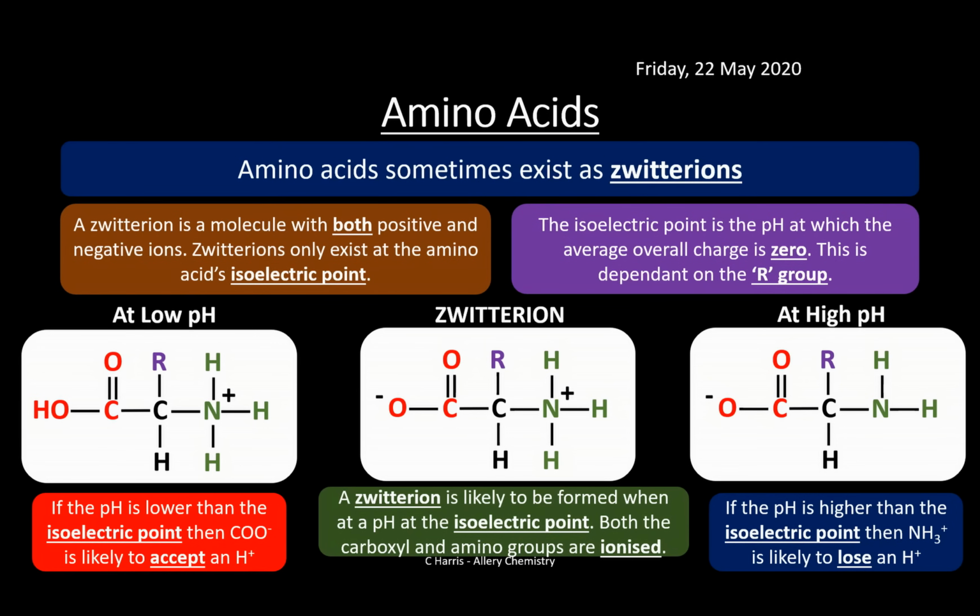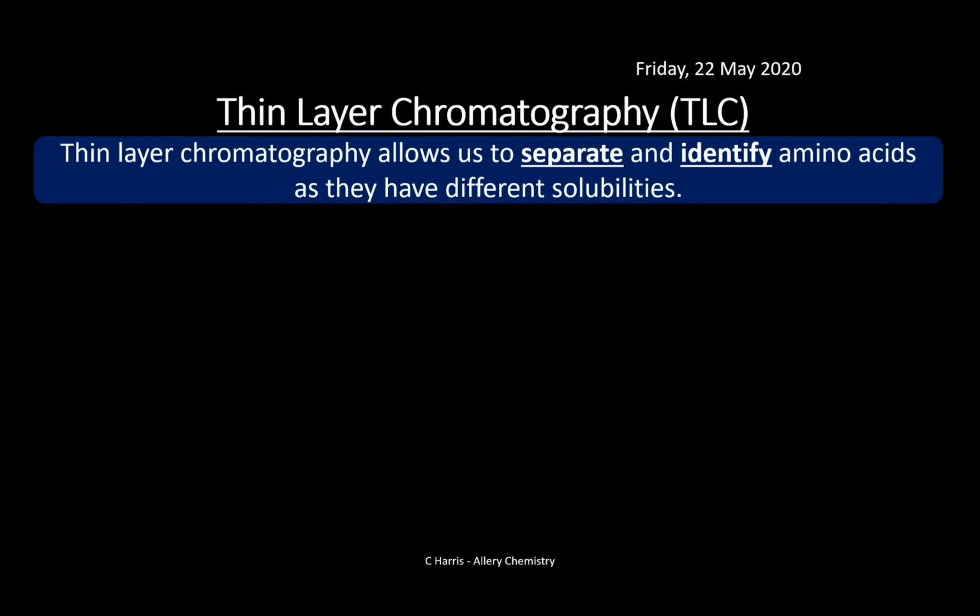So we know a little bit about the properties of amino acids. We know how to name them, we know what they look like. So now what we've got to be able to do practically is identify and separate amino acids, so we know what type of amino acids we have. One of the ways in which we can do that is using thin layer chromatography, or TLC. Thin layer chromatography allows us to separate and identify amino acids as they have different solubilities.